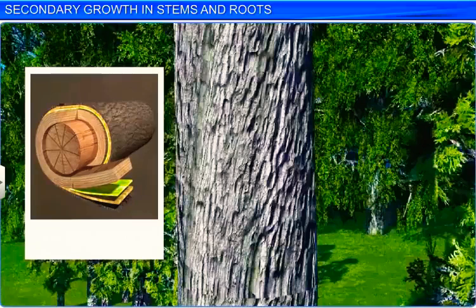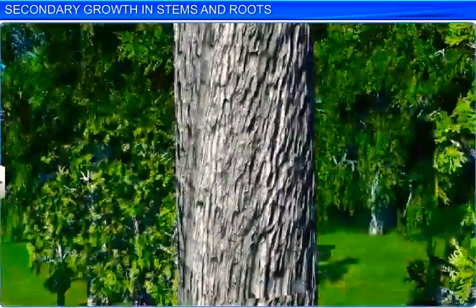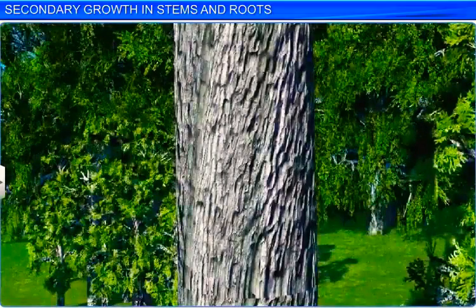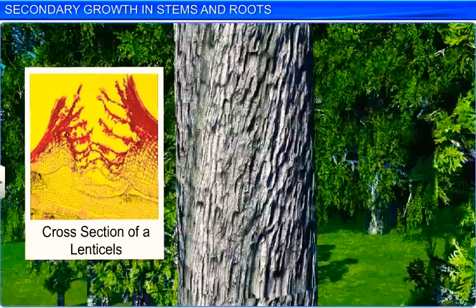Bark forms the outermost layer of the stem and roots of woody plants. Bark formed in the early season is called early or soft bark, while bark formed at the end of the season is called late or hard bark. Due to the formation of bark, gaseous exchange between the internal living cells and the outer atmosphere is cut off. To facilitate gaseous exchange, phelogen cuts off parenchymatous cells that break the epidermis and form lens-shaped openings on the stem called lenticels.